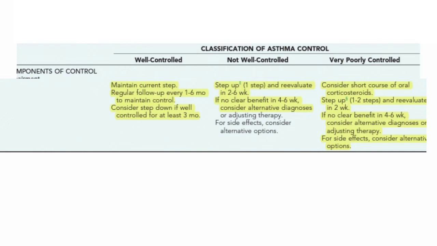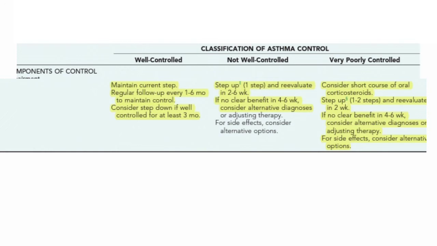While adjusting the therapy, you will follow that child at 2 to 6 weeks, and you will look for control again. If there is no improvement, you will check for compliance. You will check for an alternative diagnosis. You will check for adding a step or more steps.